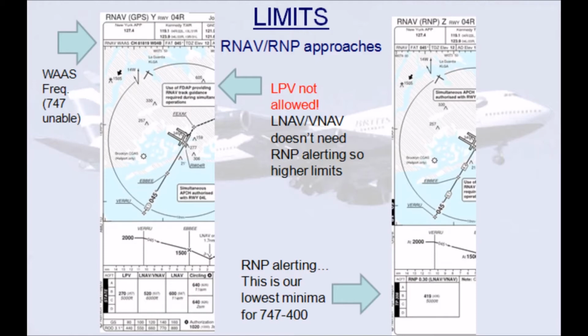You can use those limits. The lower limits on this particular runway, and you'll see it's the same runway, are for RNP. Now they will alert you for a reduction in your navigational performance, and therefore, because the alerting is available, you're allowed to fly a little bit lower. So you'll see the minima are lower for an RNP approach, and that would be your preferred minima.